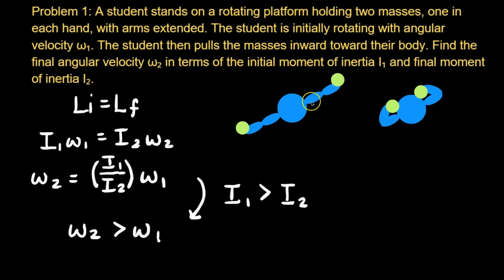I1 is greater because initially the arms are out, the masses are farther away, and then in I2, the arms are closer, which decreases the moment of inertia. So we can say that I1 is greater than I2. And because I1 is greater than I2, omega 2 is going to be greater than omega 1.